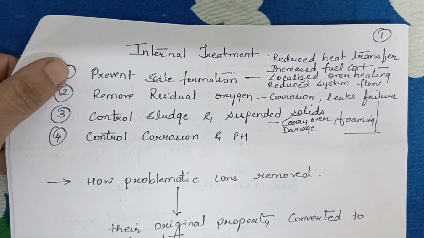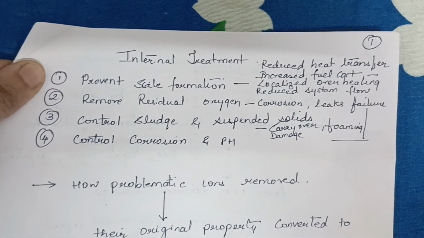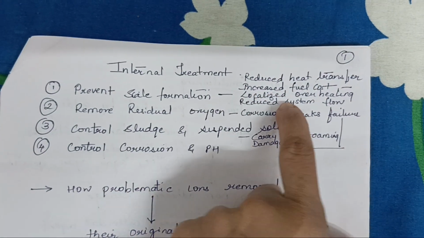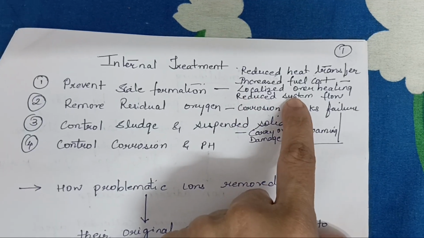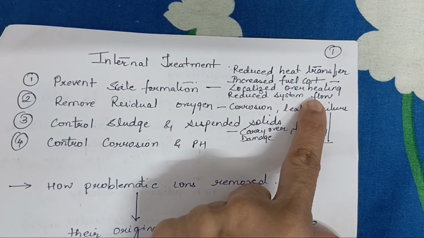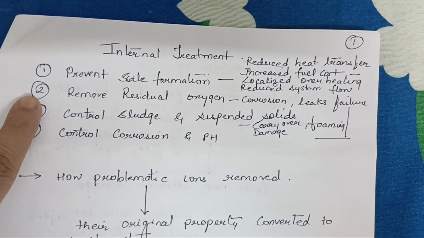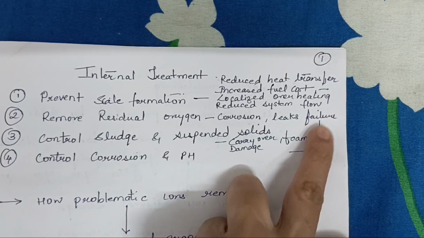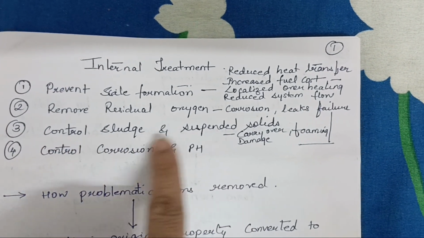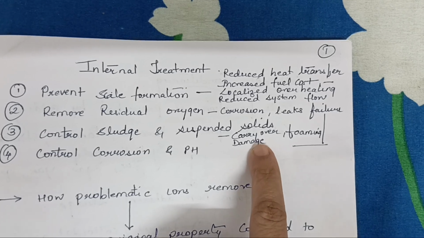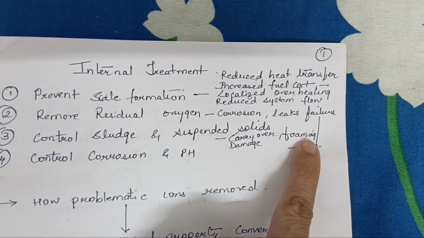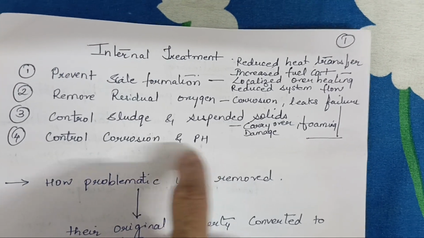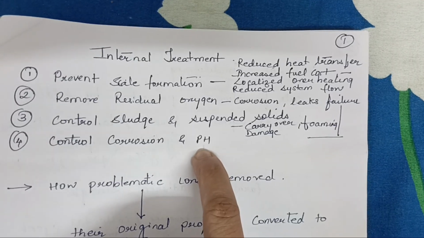The scale formation, which we have discussed in the boiler problem, is specifically causing reduced heat transfer, increased fuel cost. It usually caused localized overheating and reduced system flow, right? The second advantage is that it removes the residual oxygen which can cause corrosion, leakage and failure of the boiler. The third being control of sludge and suspended solids which can cause carryover problems, damage to the boiler and cause foaming also. The last advantage is that it controls corrosion and maintains the pH of the boiler, right?